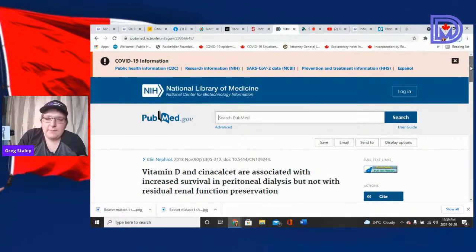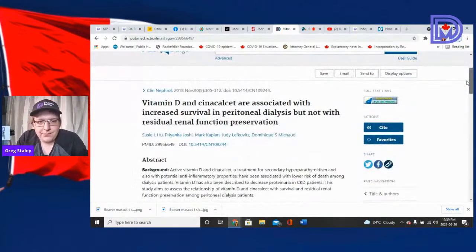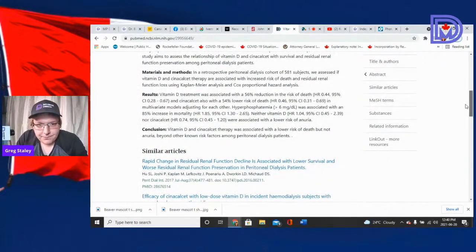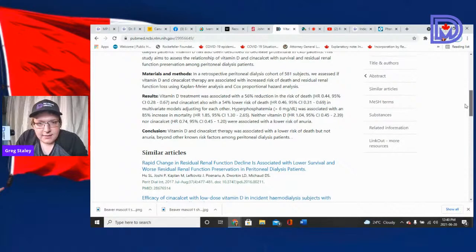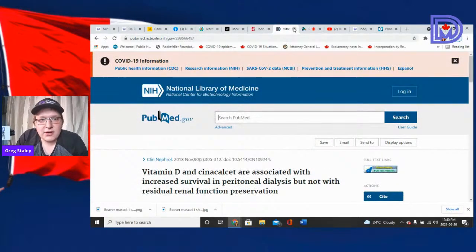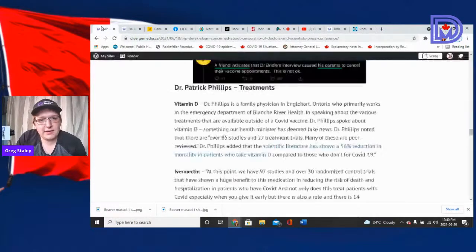National Library of Medicine. Vitamin D and zinc are associated with increased survival in perinatal diastasis, but not with residual. This is not the right one, is it? Yeah, so that's not the right research. That is not the one, but we have it in here anyways.